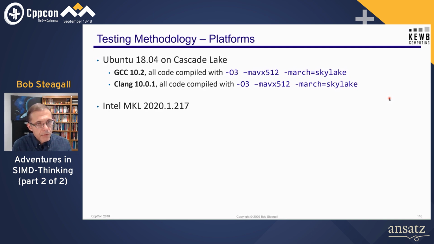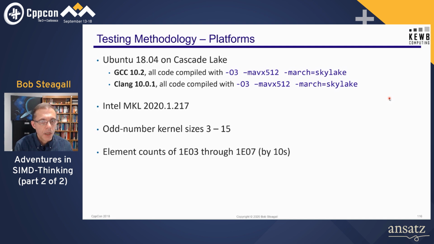I tested my algorithm against that of Intel's MKL 2020.1.217, which I obtained earlier in the year. I think there are probably 1 or 2 newer ones since then. And as I mentioned before, I compared my algorithm against Intel's convolution algorithm for odd-numbered kernel sizes from 3 to 15, because remember, the kernel has to fit within a single register of 16 elements. This I did for element counts of 1,000 through 10 million, again, multiplying each size by a factor of 10.